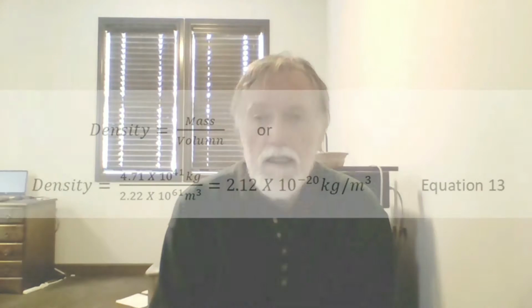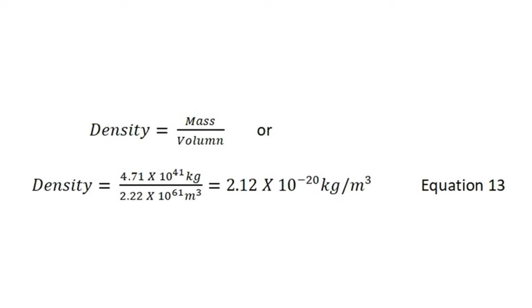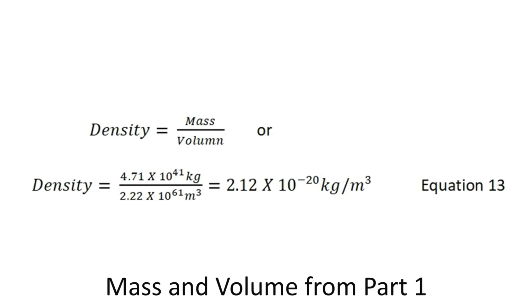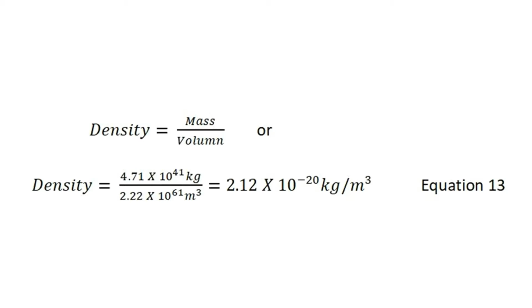We can now use our density formula. Density is mass over volume. Substitute the mass that we calculated for the disk and the volume for the disk to calculate the density of the disk as 2.12 times 10 to the minus 20th kilograms per cubic meter, as illustrated in equation 13.